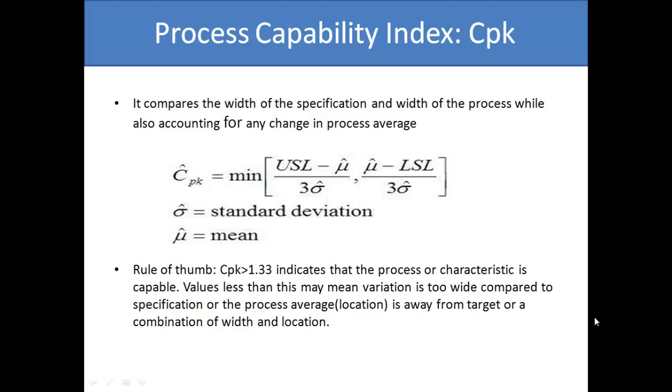Generally, to say any process is capable, the CPK value should be greater than 1.33. Values less than this indicate the process average is away from the target.